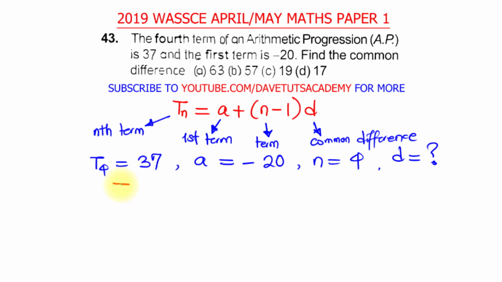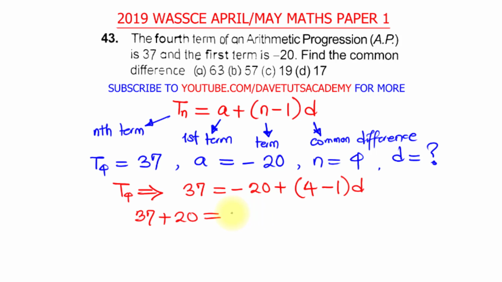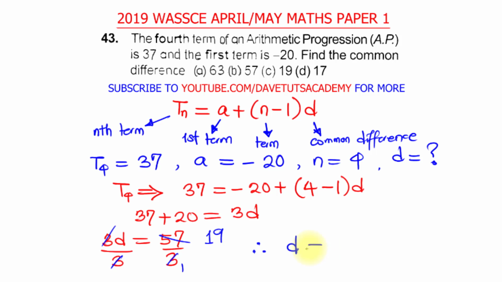So what we are going to have is T4, which is 37, is equal to a, which is minus 20, plus (4 minus 1) multiplied by the common difference. So if this minus 20 moves to the left hand side, we have 37 plus 20 is equal to 4 minus 1, which is 3, times d. So 3d is equal to 37 plus 20, which is 57, and for us to find the value of d, we can divide both sides by 3. This 3 will cancel this 3, and 3 in 57: 3 in 5 is 1, remaining 2, 3 in 27 is 9. So therefore, the value of the common difference d is 19.